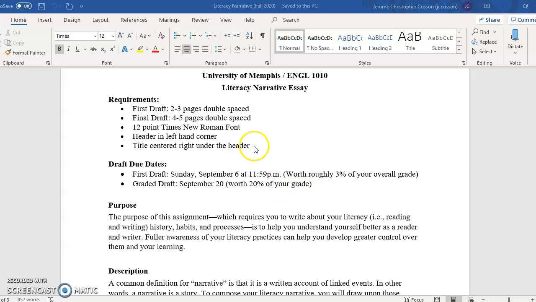So we're going to start with the requirements for this assignment, and I'm going to do this on the actual assignment sheet itself so that it makes it easier for you to look with me. The first draft, as you can see here, is going to be 2 to 3 pages double spaced, and it can be longer than that, but it definitely should not be shorter. I always tell students that the more you send to me in the first draft, the better level of feedback I can provide to you.